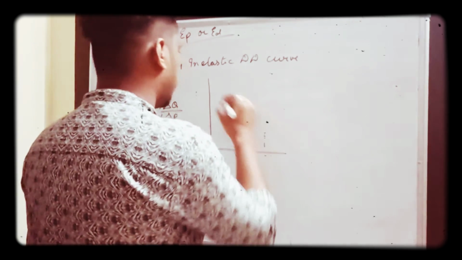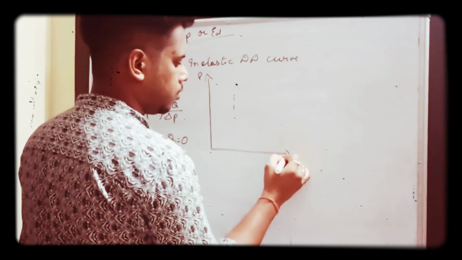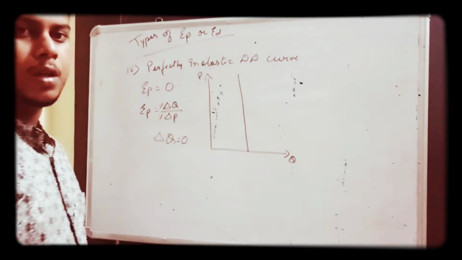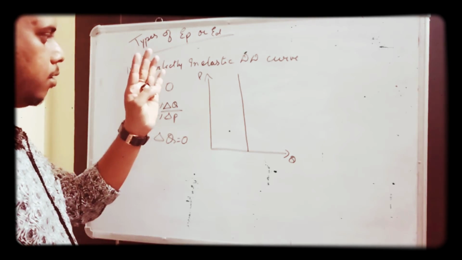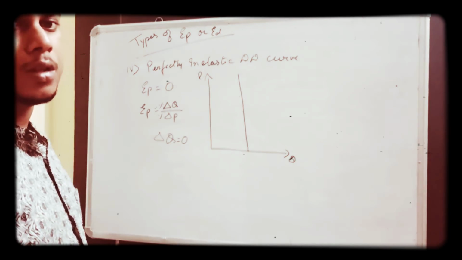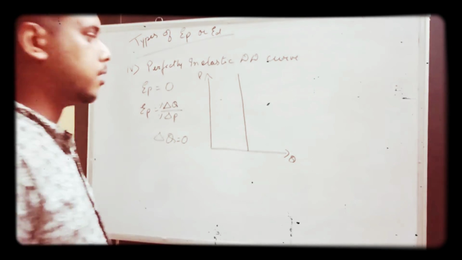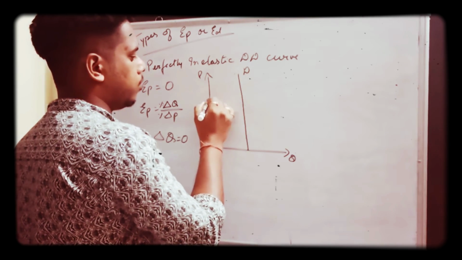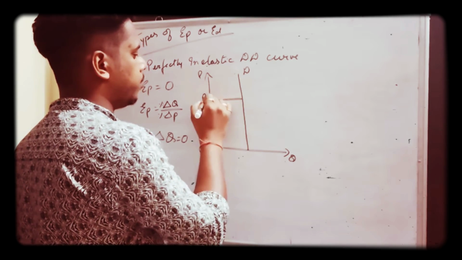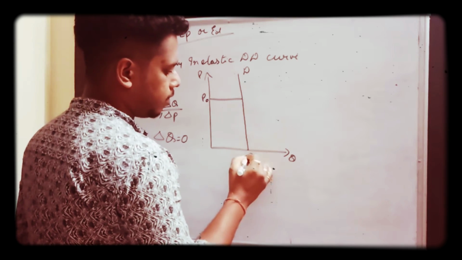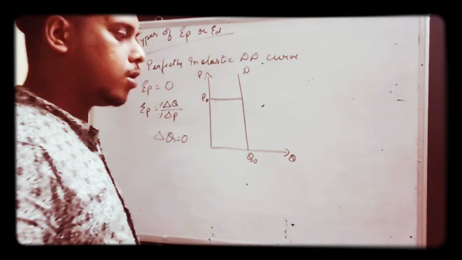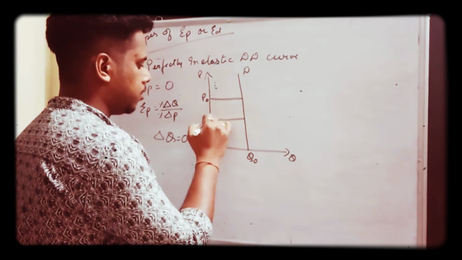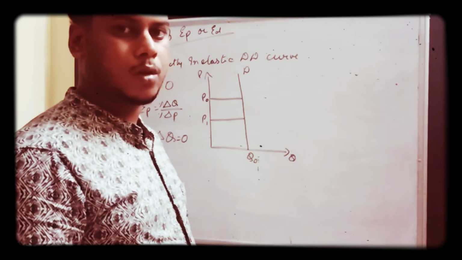So to show this relation, the demand curve should be a vertical line parallel to the y-axis. Okay. So take a base price P0, you will get an associated quantity Q0. However, if you change the price, the quantity still remains Q0.